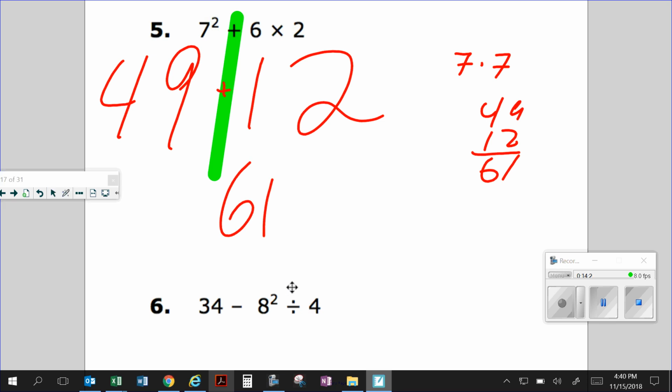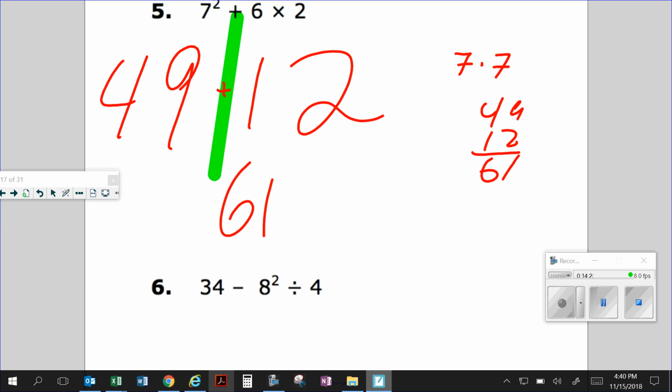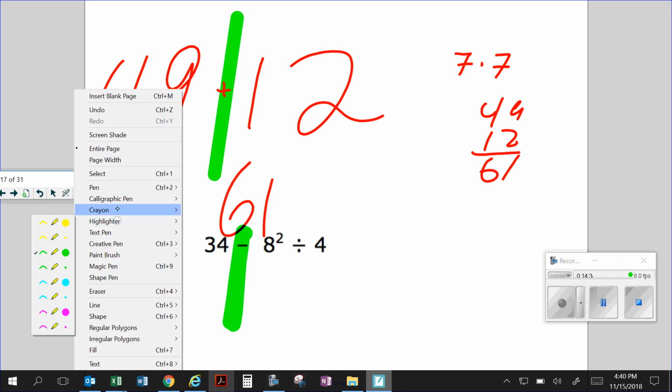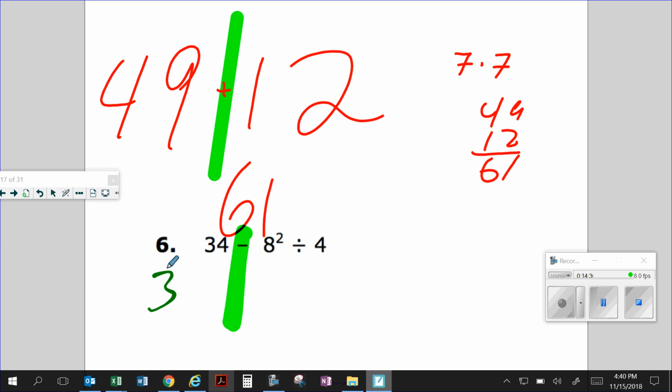Number six, highlight any operators. I see an operator right there, so I'm going to highlight this operator. So what do you see on the left term? On the left term, I see 34. What do you see on the right term? 8 squared divided by 4.